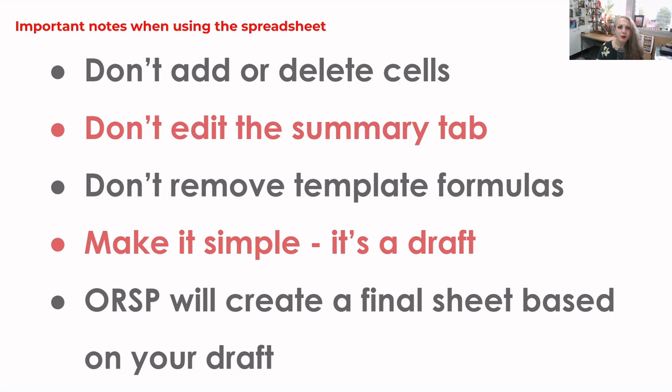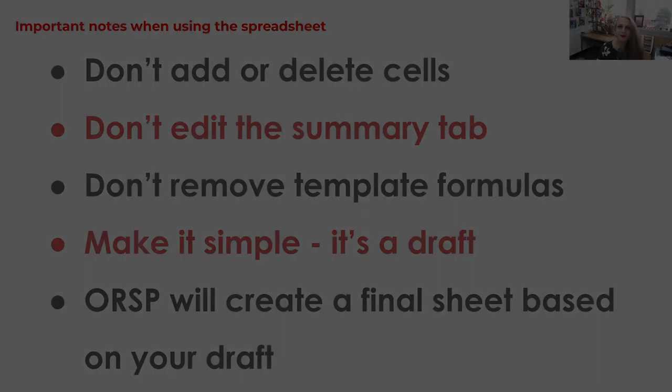Some notes before we move forward. First, don't add or delete any cells in the template sheet. Don't edit the summary tab of the sheet. Don't remove any template formulas. And remember, make it simple. It's a draft. ORSP will create a final sheet based on your draft.